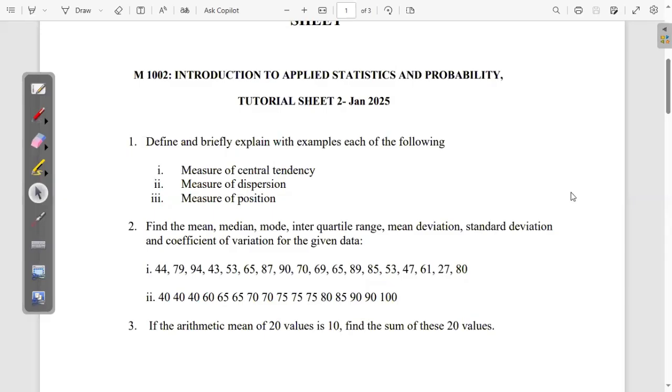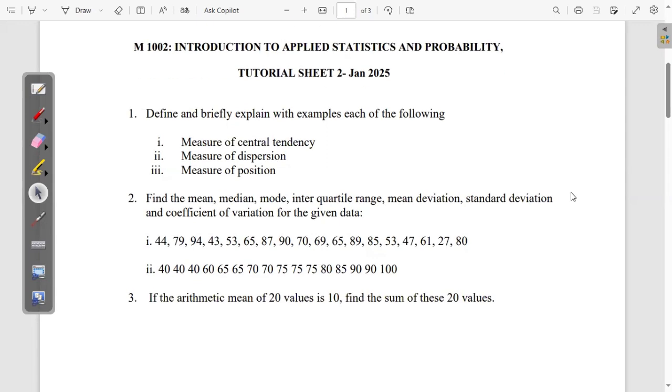Right. Good evening, guys. So today we start tutorial sheet 2. We are done with the questions from tutorial sheet 1. If you didn't see the video, it's there on the website. You can access the video. We solved all the questions in tutorial sheet 1. So today we begin this tutorial sheet 2 here.